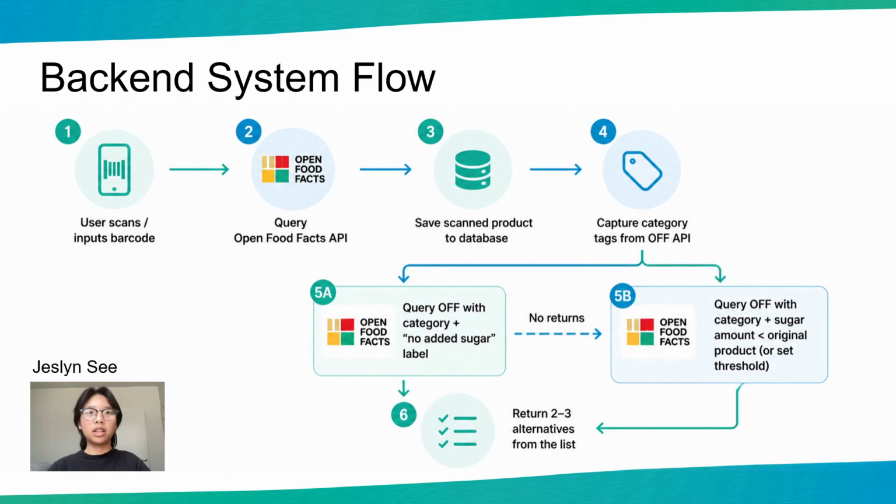But if we don't get any results from that, we query Open Food Facts again, but with a sugar amount that's less than either a set sugar threshold or the original product's. If the original product's is not available, that's when we fall back to the set threshold. And that should return about a max of 10 products into a list, and we grab 2 to 3 random ones from there.